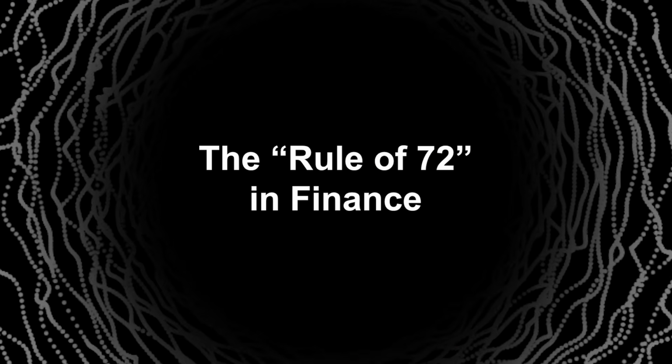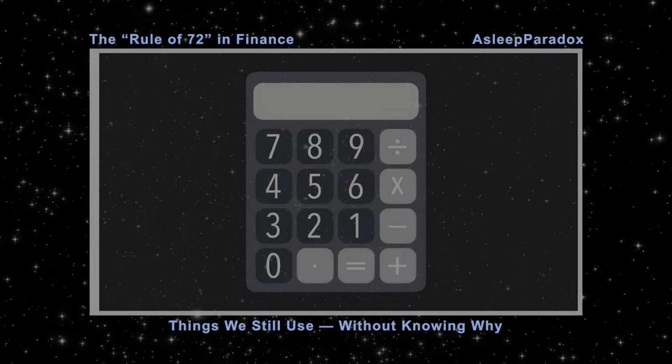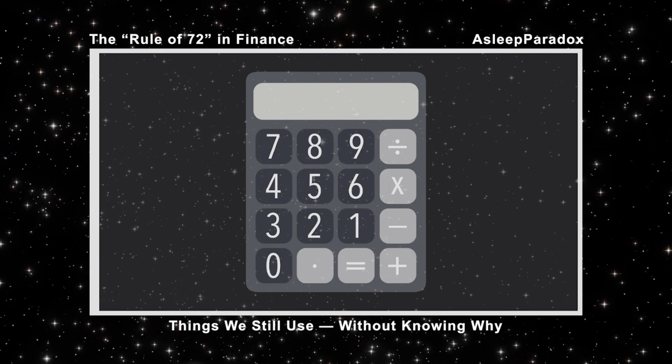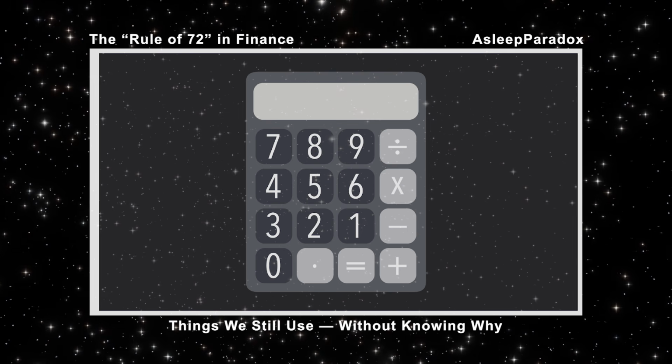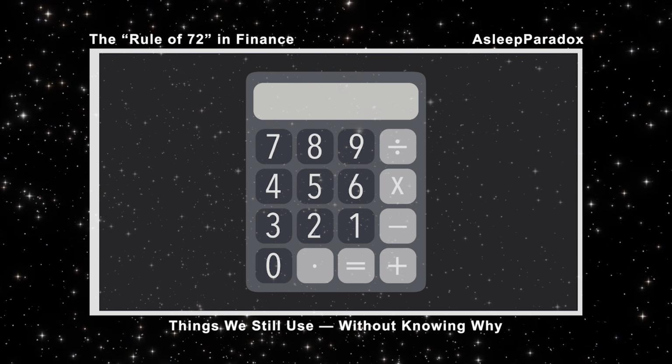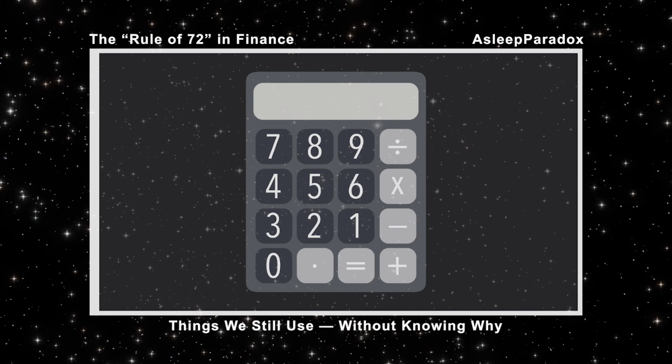The Rule of 72 in finance. The Rule of 72 is one of the simplest and most enduring shortcuts in financial thinking. It offers a quick way to estimate how long it will take for an investment to double in value, given a fixed annual rate of return.